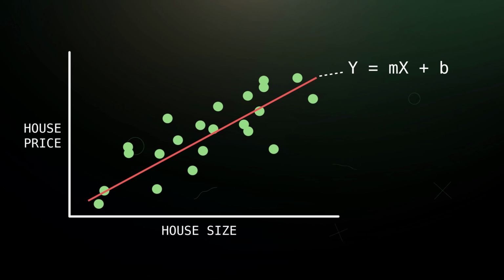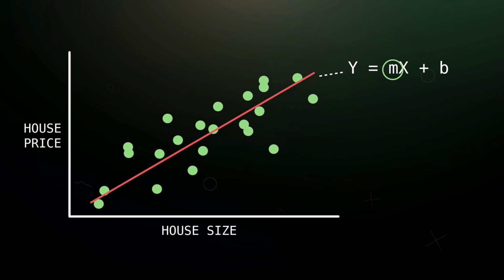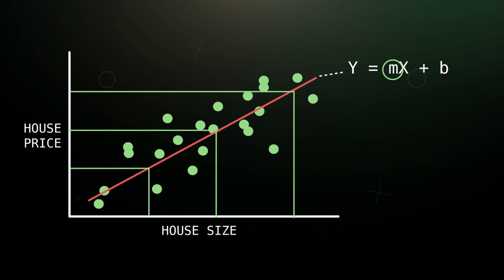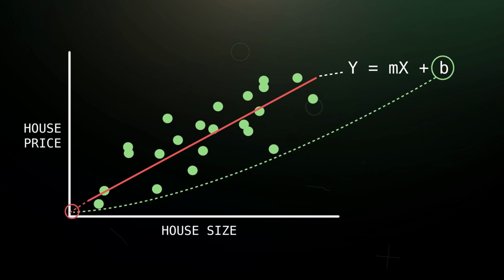This regression line can actually be described in a simple equation, and that equation is y equals mx plus b, where y is the predicted value, in our case the predicted house price, m is the slope, which shows how much y, price in this case, changes for each unit increase in x, house size in this case. X is the independent variable, house size in this case. B is the intercept, which tells us the predicted value of y when x is 0.